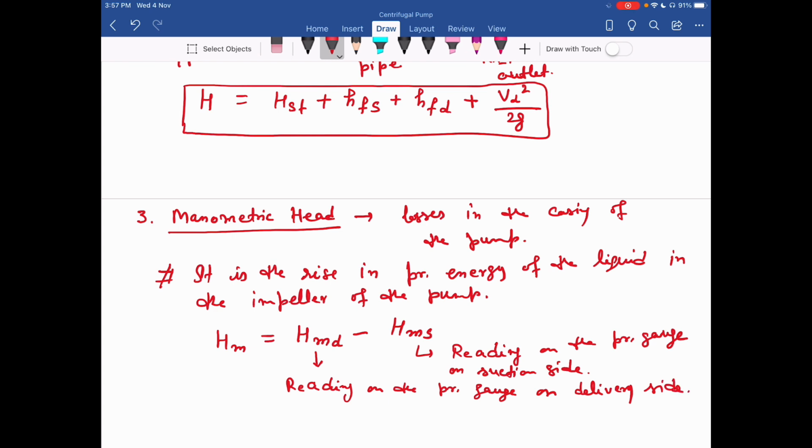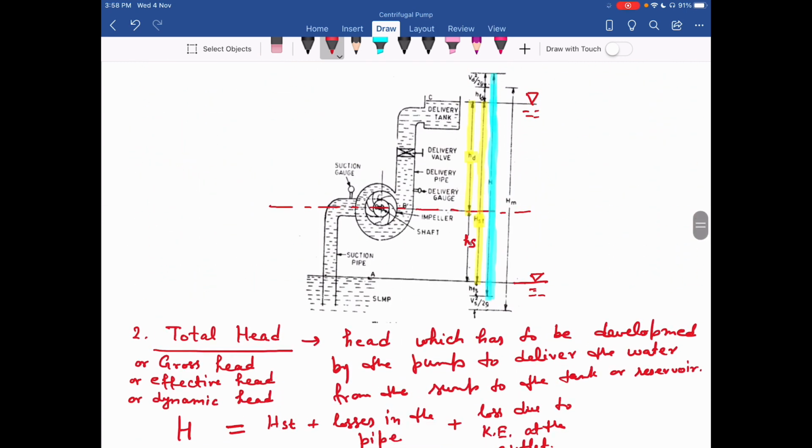Okay, so the difference of these two readings gives me the manometric head. Now I want to see what is the formula for this, what are the various heads included in this manometric head. So for that, I apply Bernoulli's theorem. First I apply Bernoulli's equation at point B. You can see here I have a point B over here.